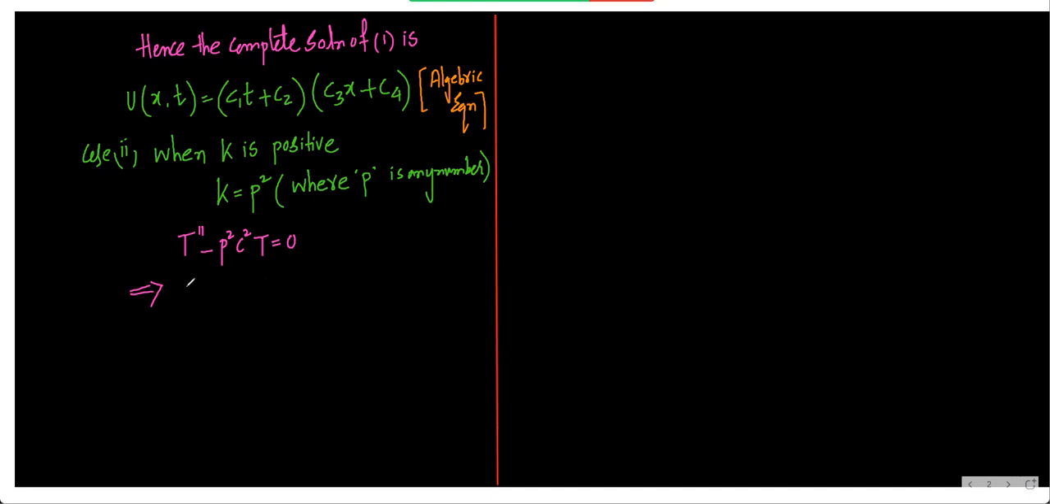So this can be written in operator form as D square minus p square c square of capital T is equal to 0. If you remember how we take an example, if I want to tell you an example, the differential equation, for example, you have d square y by dx square plus 5 into dy by dx.